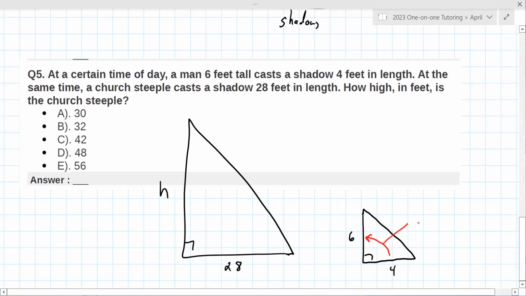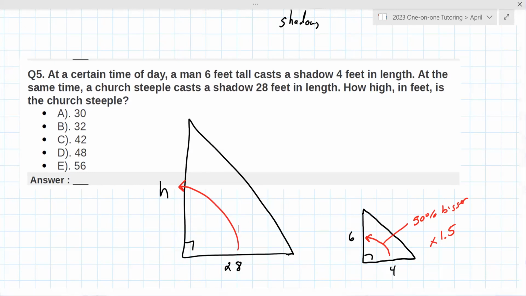So another way you can do it is think of it as 50% bigger. You can think of it as being multiplied by 1.5. That's what 50% is when you multiply by 1.5. And you can use the same relationship here. So 50% of 4 is 2, 4 plus 2 is 6. If you can figure out 50% of 28, you can add it to 28 to get h.